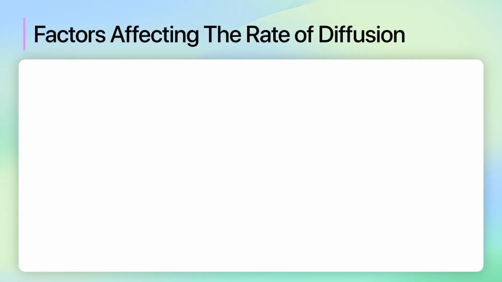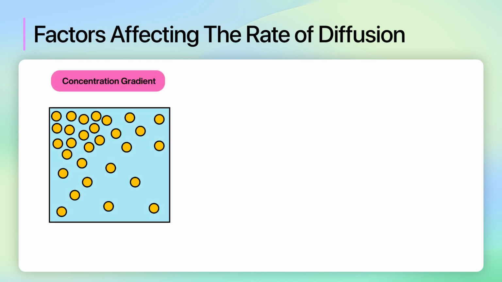There are three main factors which determine the rate at which diffusion occurs. The first is concentration gradient, which is the difference in concentration between two areas. The greater the difference in concentration, the steeper the gradient, the faster the rate of diffusion. This is because more particles are in the high concentration area and will have a greater frequency of collisions with each other, causing them to spread more quickly to the low concentration area.